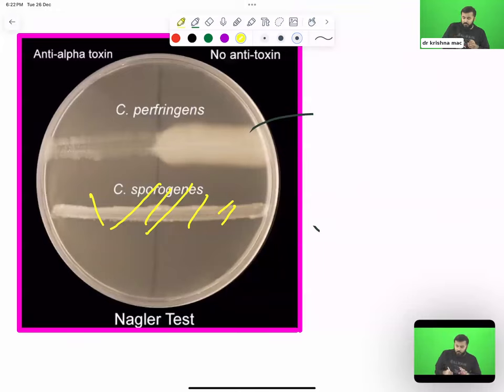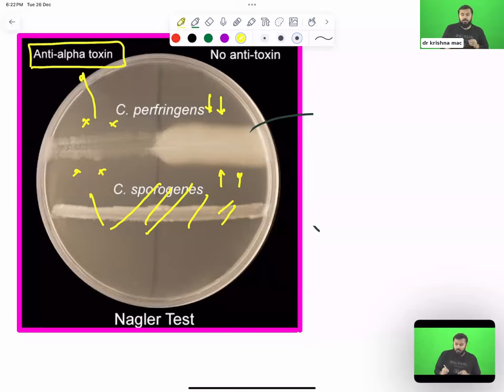See, first what I've done, I have added bacteria. After adding bacteria, you see there is opalescence here. There is a cloudy appearance here. Yes or no? But do you see a cloudy appearance here? I don't see any cloudy appearance. What does it mean? It means on this side, anti-alpha toxin, I mean antitoxin, is added. On the right side, there is no antitoxin.